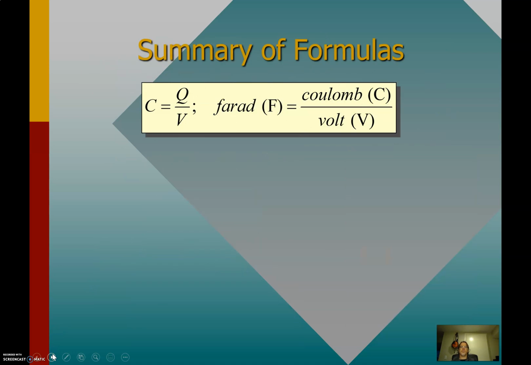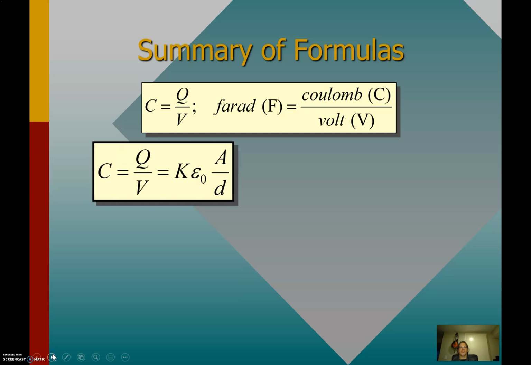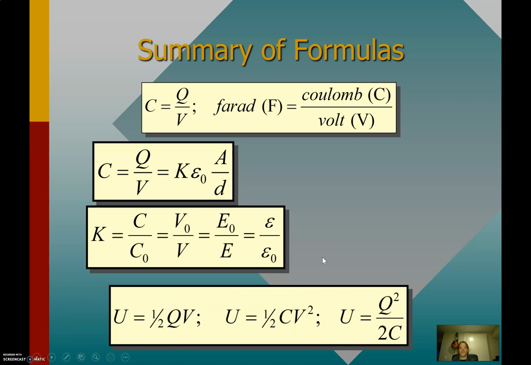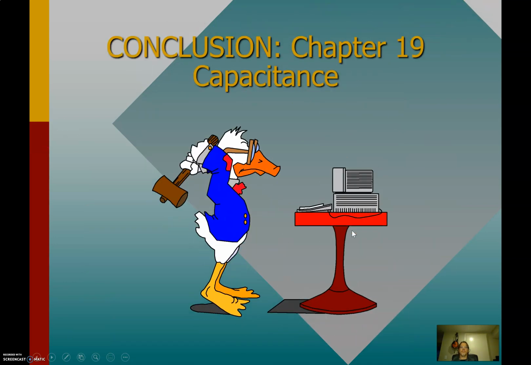Alrighty. So in summary, capacitance is a ratio of your charge per volt, measured in farads. But the physical characteristics are how big the plates are, how close they are to each other, and what you have in the middle. Okay? And to find the total permittivity, which is your dielectric times your permittivity, you could use a ratio of your capacitance, your voltages, your fields, or your permittivities. That would all work. And badam, there's how you find the energy stored in a capacitor. Done.